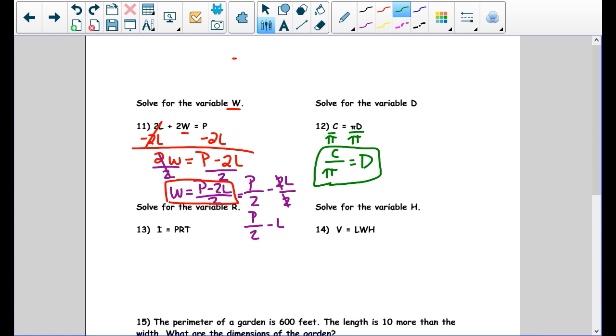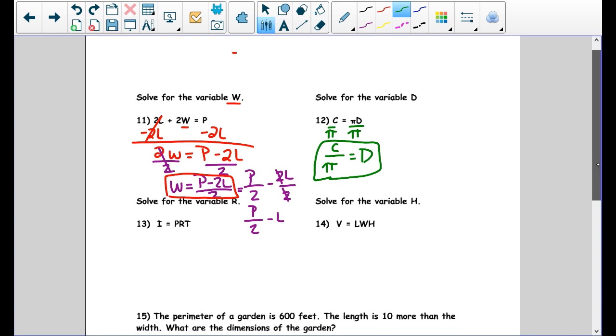So again, if I'm moving that whole grouping, so here in this first one, 2L, I'm moving the whole group, 2L, to the other side, I'm going to add or subtract. Okay? Here, I just need to get rid of the pi. I want to keep the D, get rid of the pi, so this is multiply, so I'm going to divide. Okay?